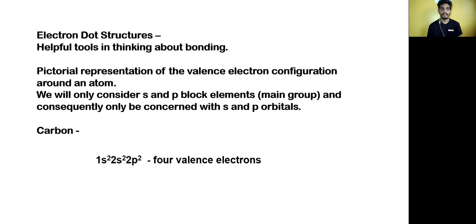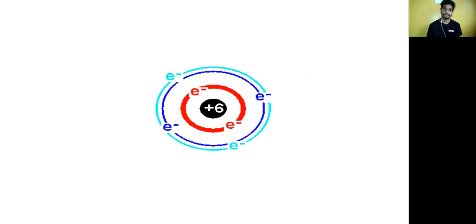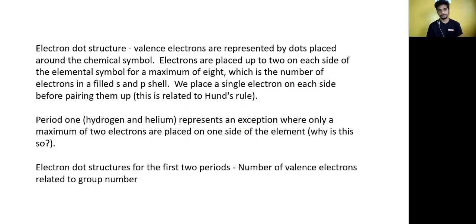We have seen the atomic structure of the electrons, but here we are going to talk about the electron configuration. Here you can see carbon has a positive charge of plus 6. There are 2 electrons in the first shell, and after that 4 electrons. Now the electron dot structure. Valence electrons are represented by dots placed around the symbol. Electrons are placed up to 2 on each side of the elemental symbol, for a maximum of 8, which is the number of electrons in a filled s and p shell. We place a single electron on each side before pairing them up. This is related to Hund's rule.